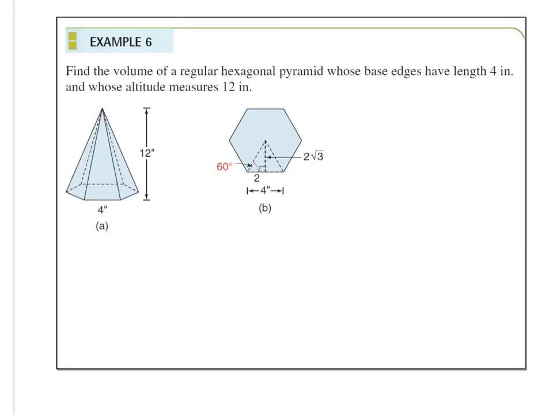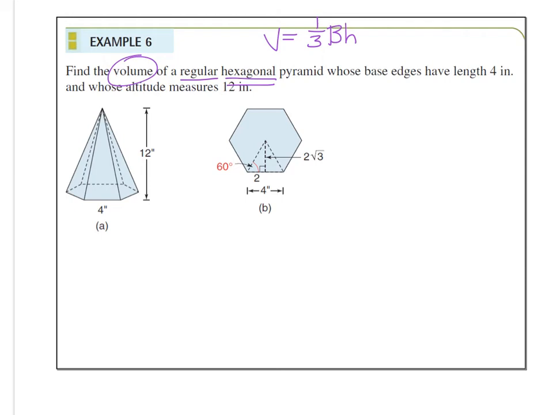Okay, find the volume of a regular hexagonal pyramid. So these words are important. Regular tells me that all sides and faces are congruent. Hexagonal tells me that my base is a hexagon. And pyramid tells me that for volume, it's going to be 1/3. So I want to find the volume. We know that the volume of a pyramid is 1/3 area of the base times the height.